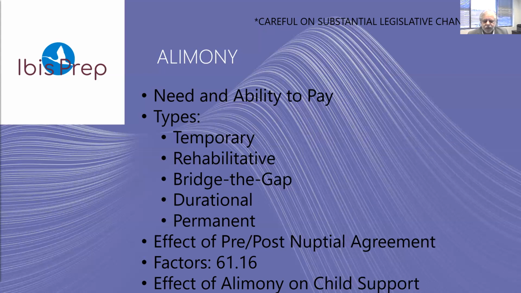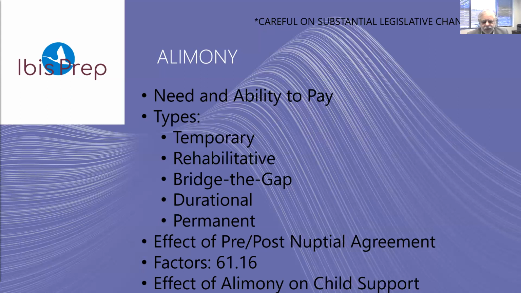Rehabilitative alimony provides for a rehabilitative plan. For example, one spouse who is re-entering the workforce and they need additional training. Maybe they're a stay-at-home mom and they need 6 months to go to real estate school and pass the real estate test before they become financially independent. The rehabilitative alimony is intended for this component, but it must come with a rehabilitation plan.